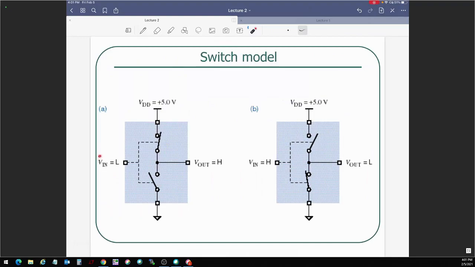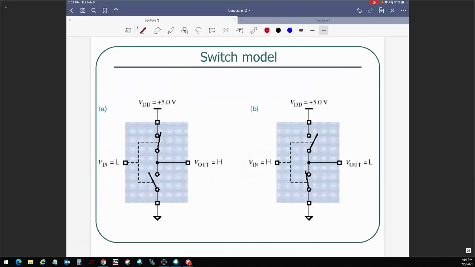So when the input is low, the nMOS transistor is open, the pMOS transistor is closed, so your output is high. When the input is high, your nMOS transistor is closed and your pMOS transistor is open, so your output is low. You have seen this already with transistors, but now you're looking at things that are becoming easier, right?